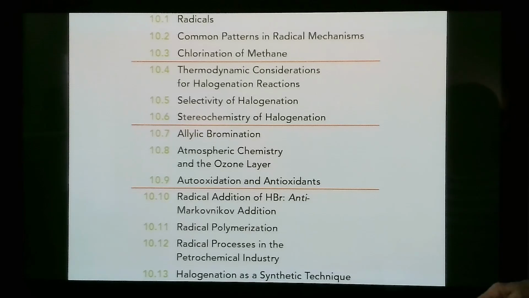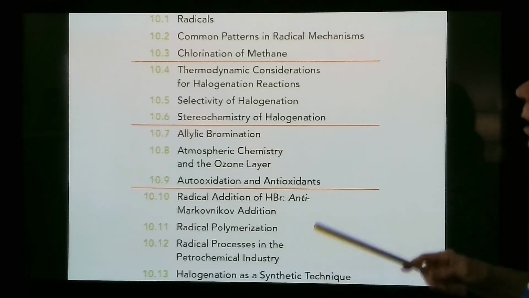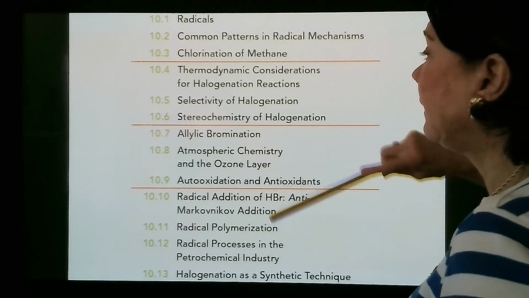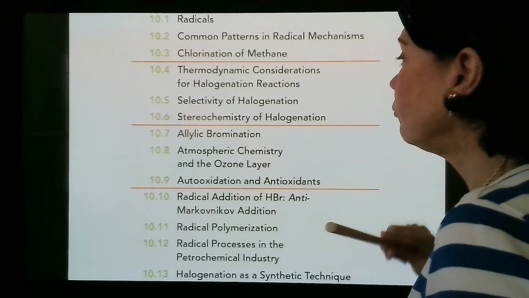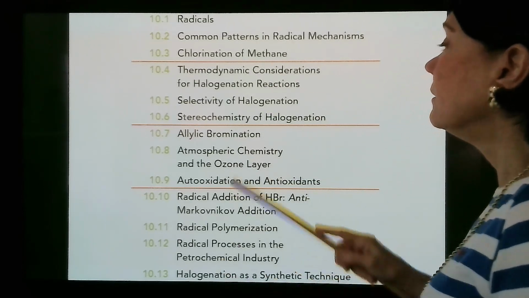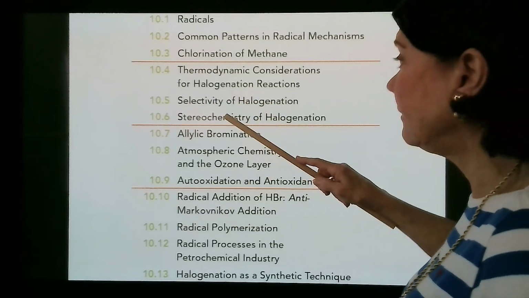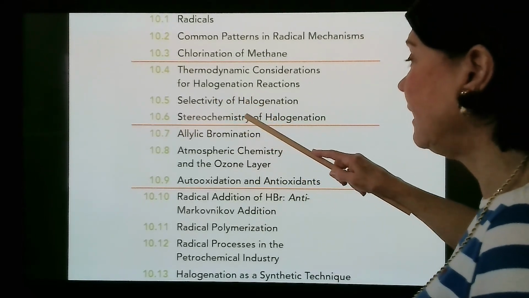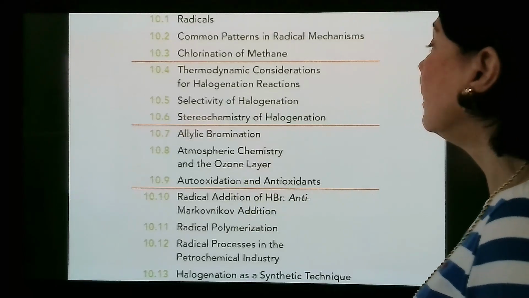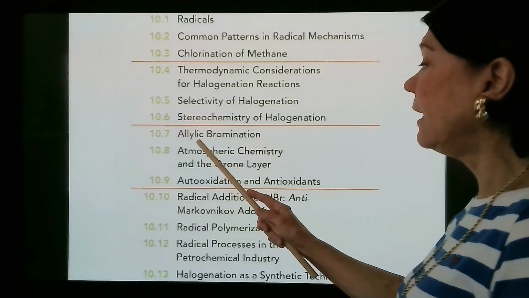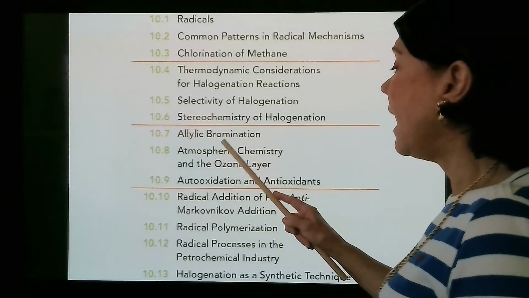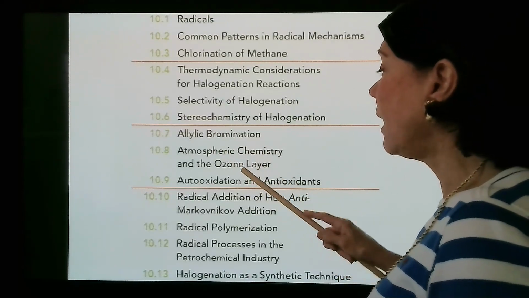Then, after that, the next video will include thermodynamic considerations for halogenation reactions. And this, again, is going to be halogenation of alkanes. And then we're going to look at the selectivity and the stereochemistry of those reactions. Then we'll look at allylic bromination, the atmospheric chemistry and the ozone layer.